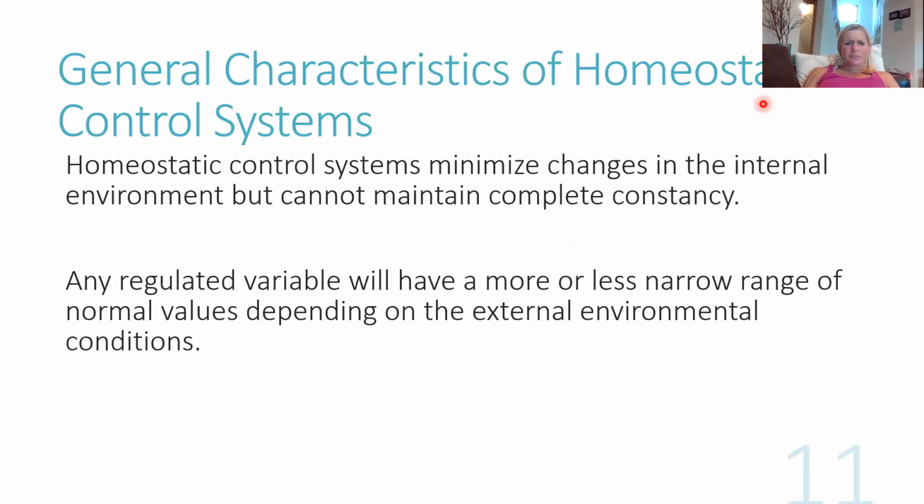So again, the idea with this is we want to minimize change within the internal environment, but we can't maintain complete constancy. Some of these variables are going to have a more narrow range than others, depending on the priority, if that makes sense. If multiple variables are being modified or go outside of this range, we have to prioritize those depending on how important they are for us to survive. Any regulated variable will have more or less of a narrow range of normal depending on what the external environmental conditions might be like.